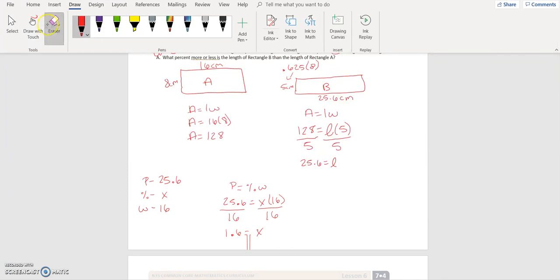Remember we're looking for a percent, so we need to move that decimal 2 places to the right. So 160% is our answer there.